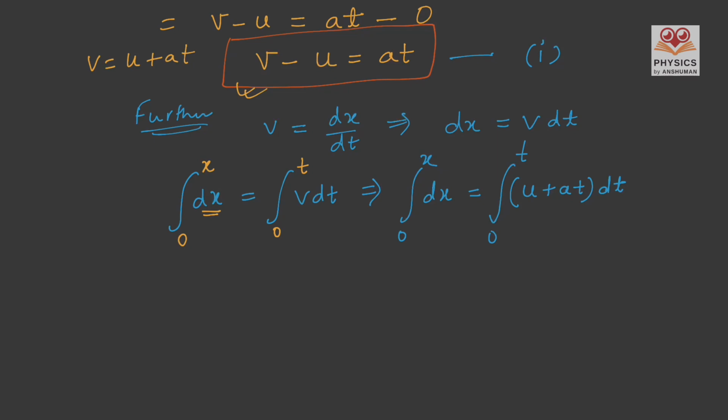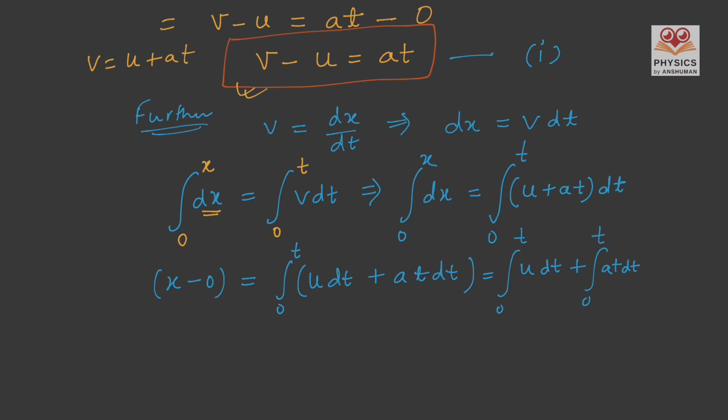And simply what do we see? On the left hand side, it is 0 to x, which is actually x minus 0, and on the right hand side we see it is 0 to t, and then u dt plus at dt. Or the right hand side can be modified, it is from 0 to t, and then we can write u dt plus again the integral sign, and then a t dt.